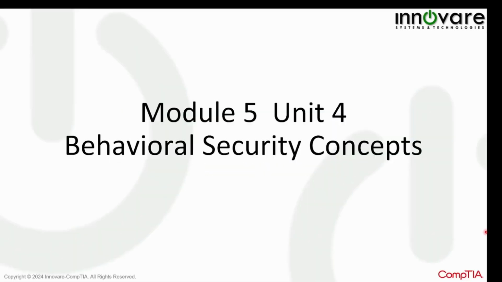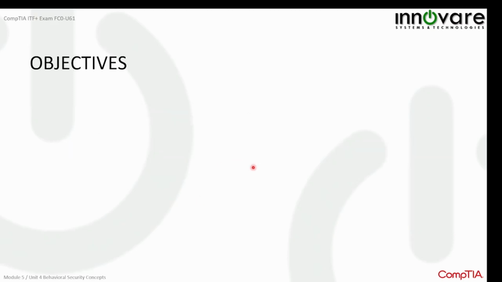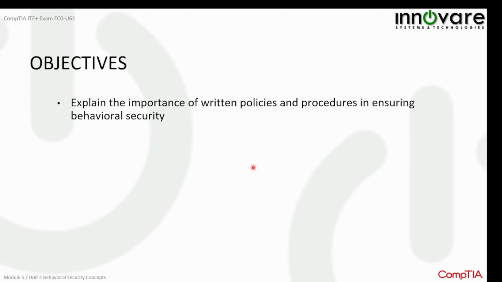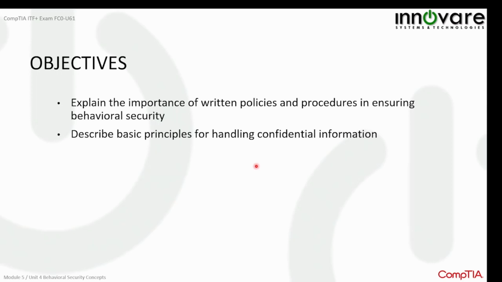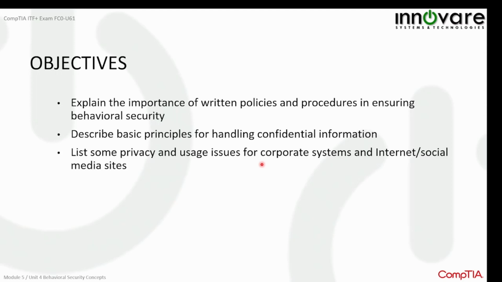Module 5, Unit 4, Behavioral Security Concepts. In this unit, our objective is to explain the importance of written policies and procedures to ensure behavioral security. And then we will describe the basic principles for handling confidential information and list some privacy and usage issues for corporate systems, including internet and social media sites.